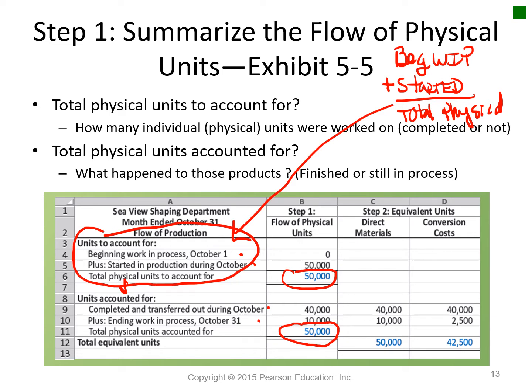So at step one, again, two ways to get it. Beginning WIP plus units started equals total physical, or take units completed plus ending WIP. That also equals total physical. That's step one. Before we get to the next step, you'll notice that they've already put part of step two on there. Again, step two is where we got the physical flow, and now we're going to calculate the equivalent units. And look at how they label this.